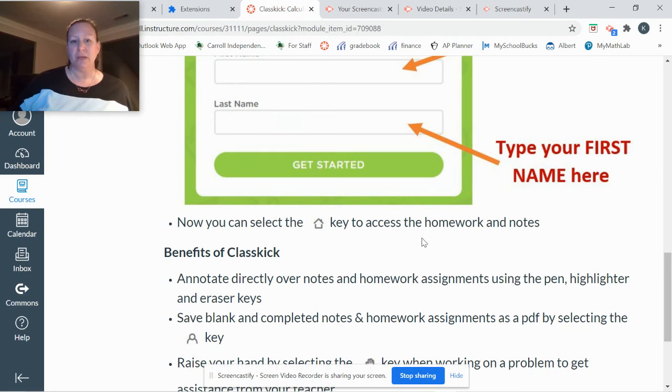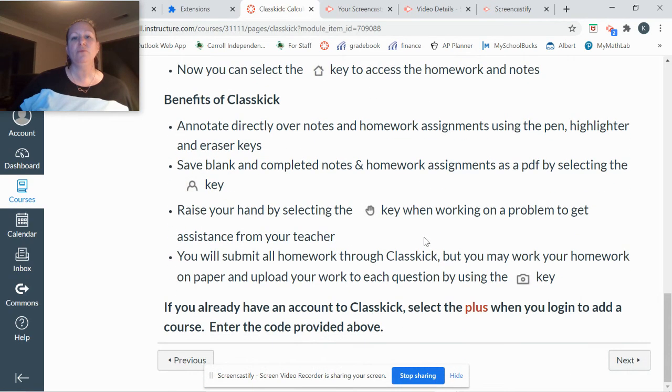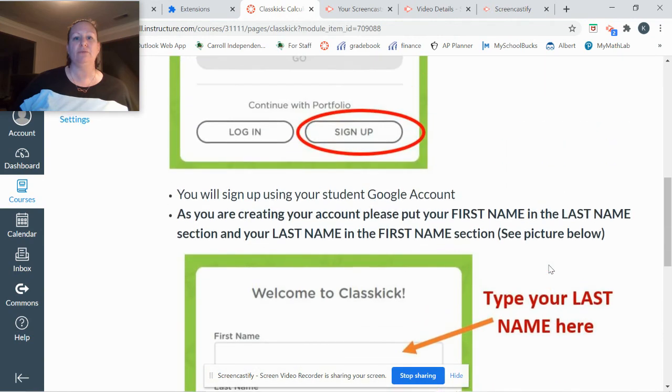Once you've done that, you can access the home button to see where everything is. If you haven't used ClassKick before, this goes through some of the benefits of using it, and I really am hoping that a lot of y'all will embrace ClassKick, and you will be using that for notes, homeworks, logs, PTFs, everything that I can put on there. Pause the video and go ahead and sign up for ClassKick.